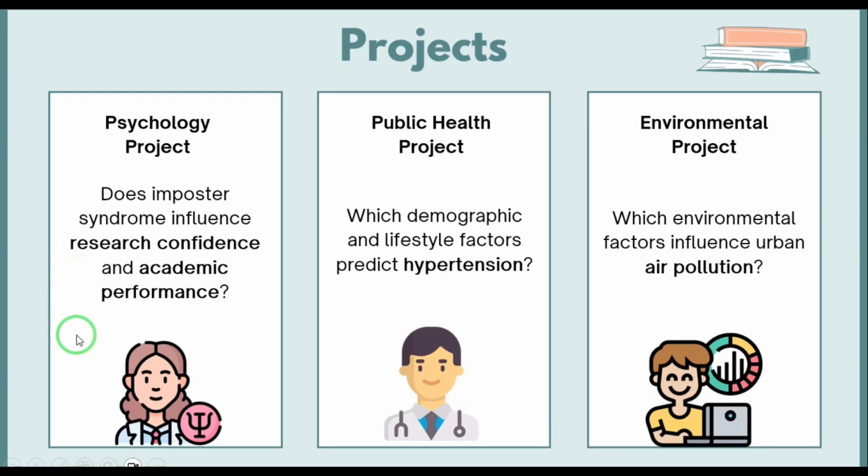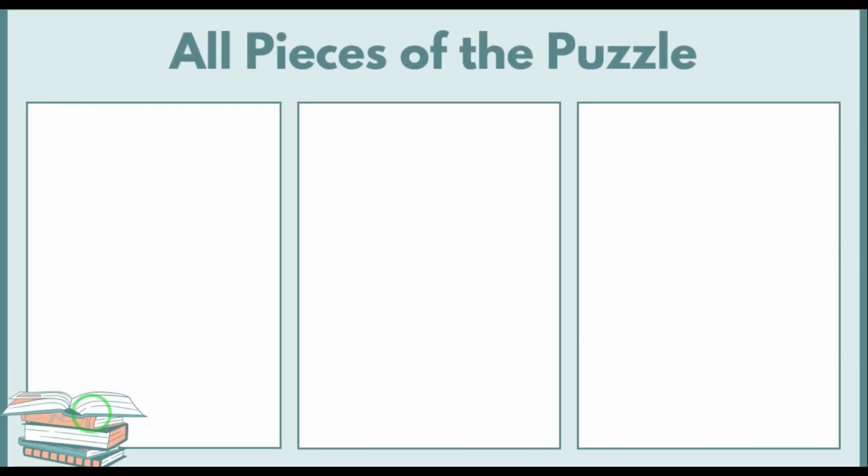In each of these three questions, there are things that we want to explain based on what we have. In the psychology problem, we want to understand research confidence and academic performance. In the health research, we want to understand hypertension risk. And in the environmental science question, we want to understand air pollution levels. So these outcomes will become the focus of our analysis. And once we know what we want to explain, we can start thinking about the information that might help explain it. That information that helps explain our outcome are the explanatory variables and their attributes.